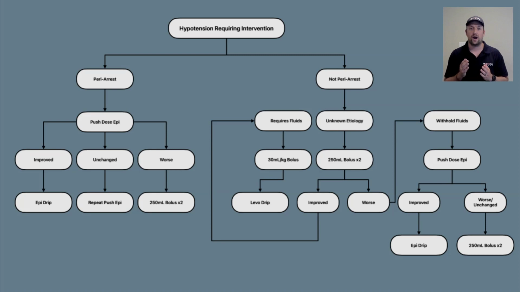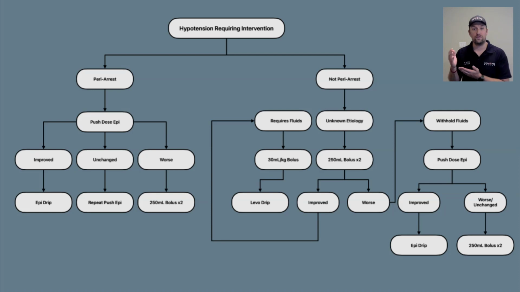First, let's look at the requires fluid side. A requires fluid example would be somebody who is septic. Maybe pneumonia that wasn't treated, has now jumped into the bloodstream, and they are septic. And we go ahead and load with a 30 ml per kg bolus, again, under a pressure bag to get it in quickly, and then go to utilize the Levophed drip.